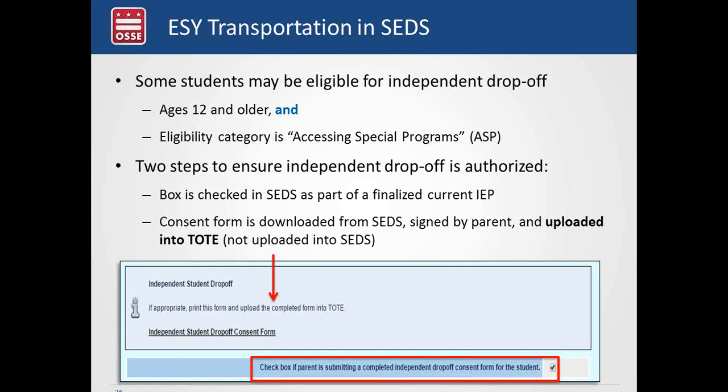If a student is medically fragile or it's not safe for them to travel to school by themselves, if they have the structured transportation support, just because they're 12 doesn't change anything about it still being unsafe or being medically fragile. Those categories do not qualify for independent student drop-off. So if a parent is okay with a student being dropped off independently, please make sure this box is checked in SEDS, that the form is filled out. You download the form from SEDS, but you upload the form into TOTE. I'll say that again. The form is downloaded from SEDS, uploaded into TOTE.